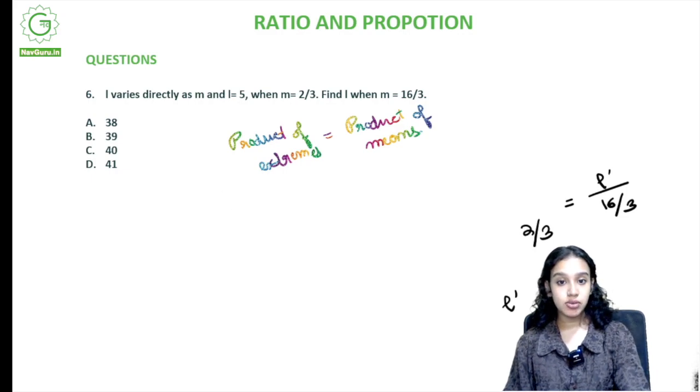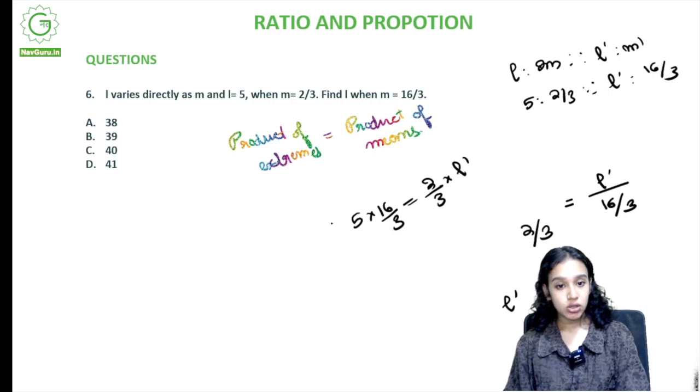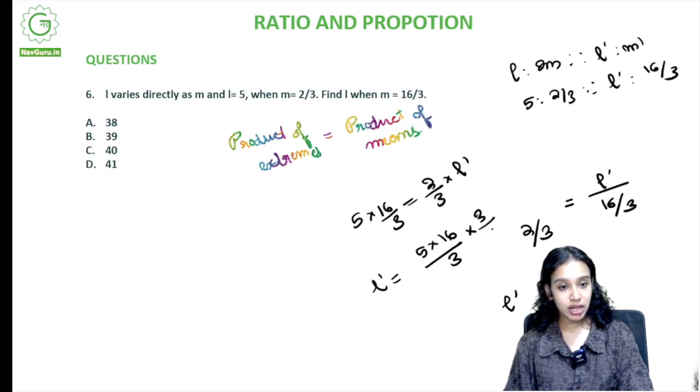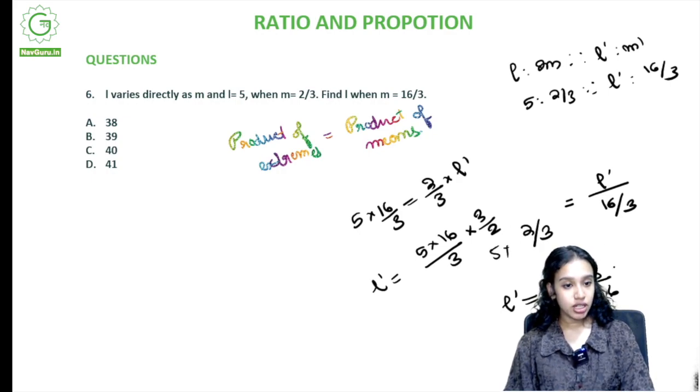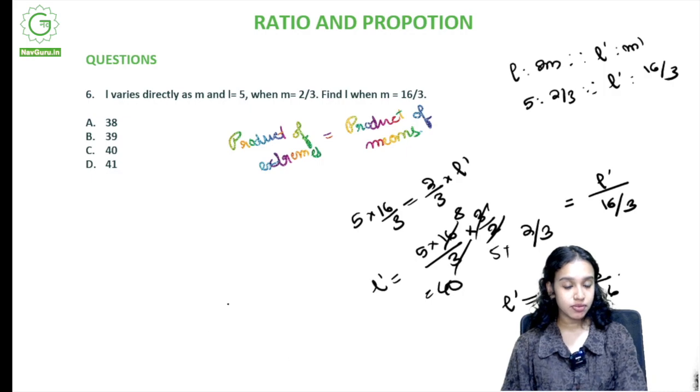We are saying product of extremes equal to product of means. We get that L is to M is proportional to L dash is to M dash. So, 5 is to 2 by 3 is proportional to L dash is to 16 by 3. So, 5 into 16 by 3 is equal to 2 by 3 into L dash. So, this becomes L dash is equal to 5 into 16 by 3 into 3 by 2. That is the same thing we get here. There was a 5 here, right? So this would cancel out. This is 8 and we get the answer is 40, right?